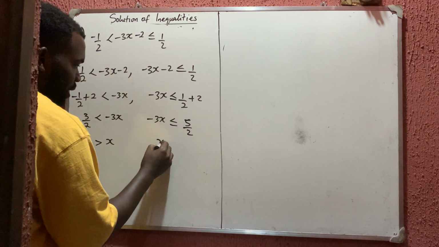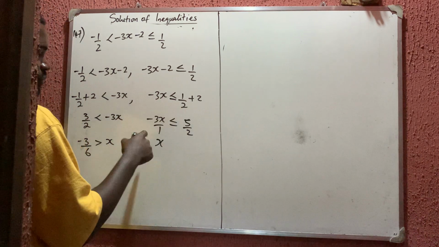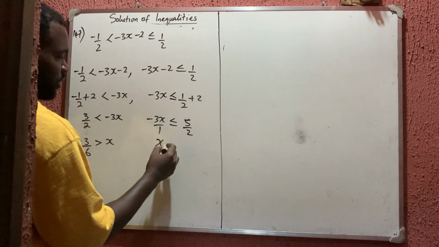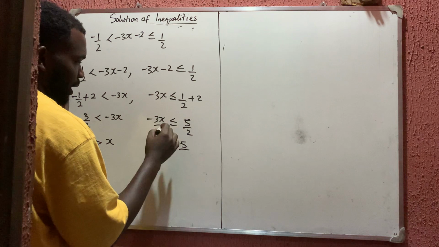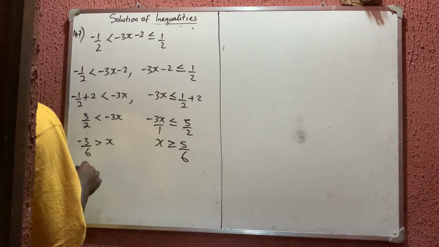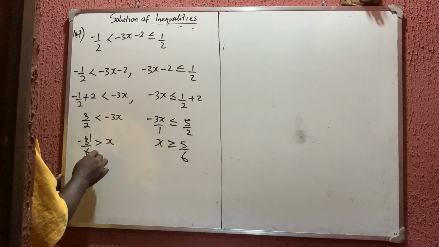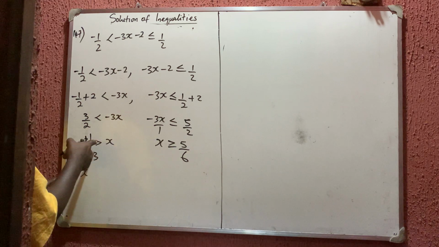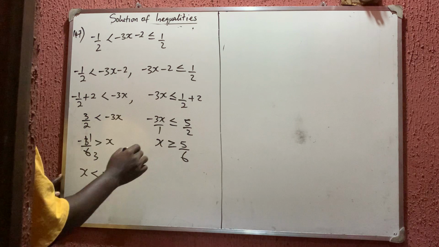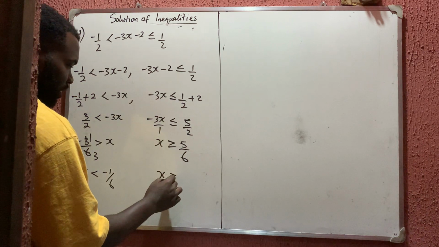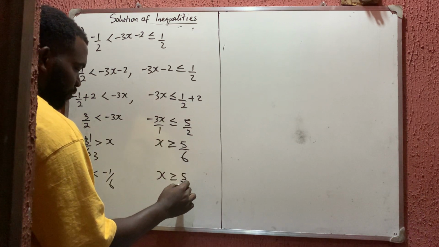So here is now x. If I'm doing cross multiply, this minus 3 will go down here, so it will now be greater than or equal to 5 over 6. So I'm having 1 here and 3 here. So I have that x, the arrow is pointing to x, so x is less than minus 1 over 6. And here x is greater than or equal to 5 over 6.